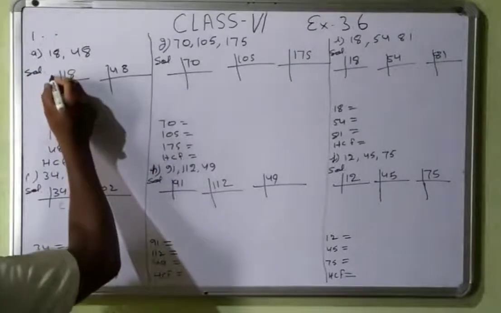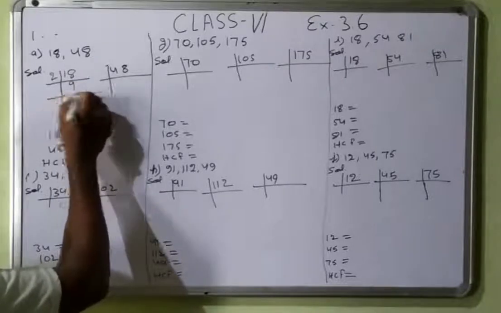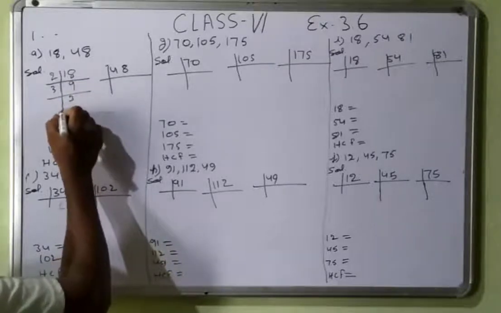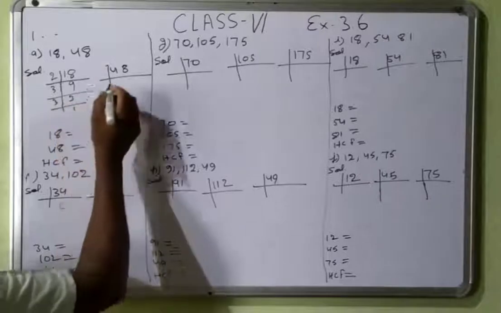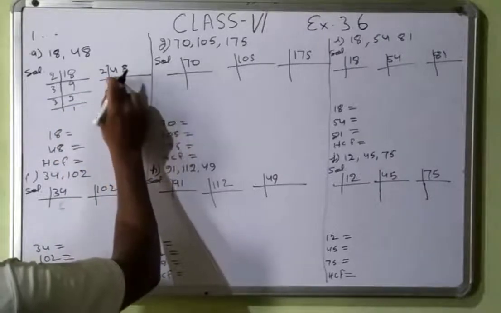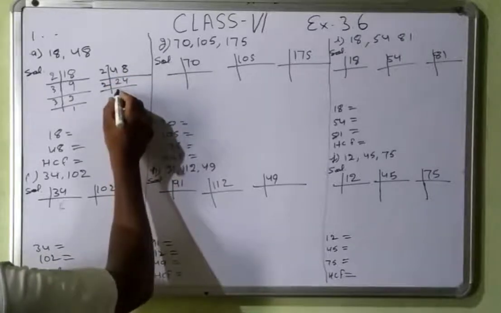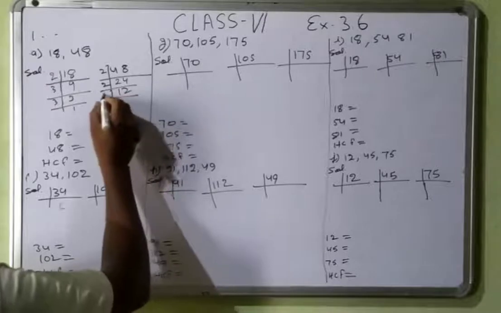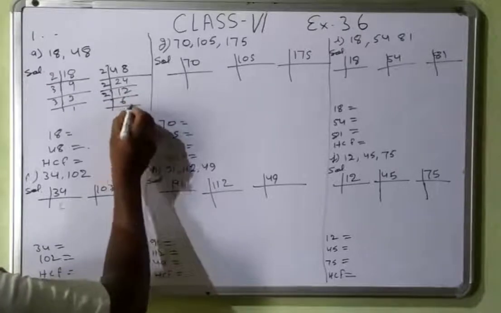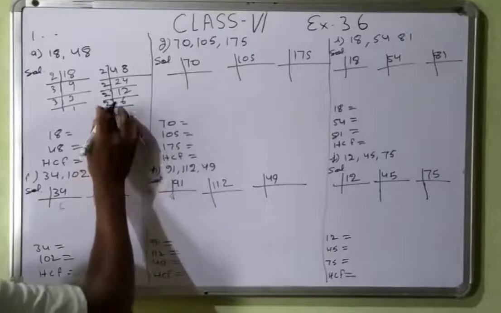18 can be divided by 2: 2 nines are 18. 3 threes are 9. 3 ones are 3. 48 divided by 2: 2 twenty-fours are 48. 2 twelves are 24. 2 sixes are 12. 2 threes are 6. And 3 ones are 3.